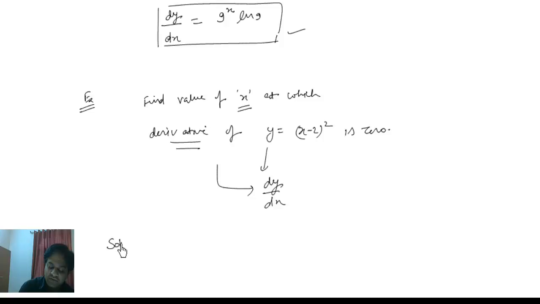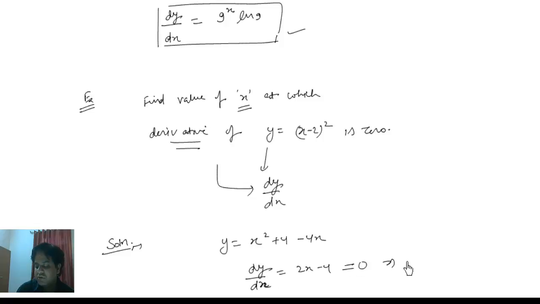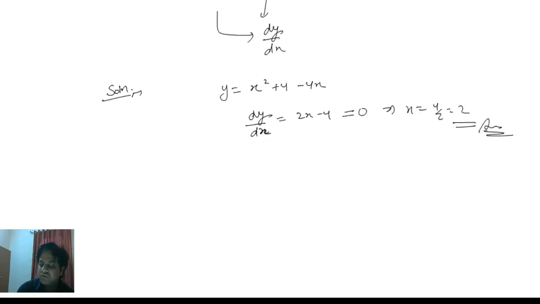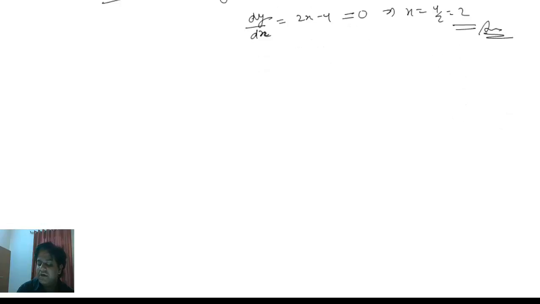So what I'll have to do is simply differentiate the function y is equal to x square plus 4 minus 4x. Now the differentiation is dy by dx is equal to 2x minus 4. And now I'm just required to put that equal to 0 to get x is equal to 4 by 2, that is 2. So this is my answer for this question. So if somebody asks you to find the derivative, it also means you have to find the differentiation of the function.